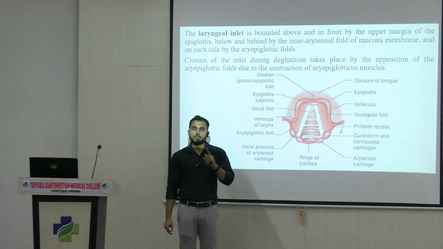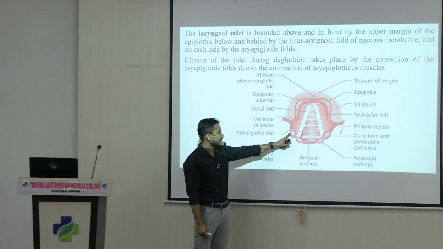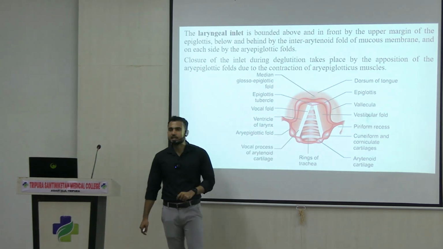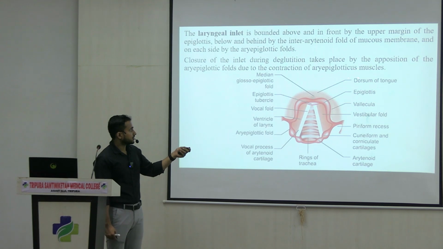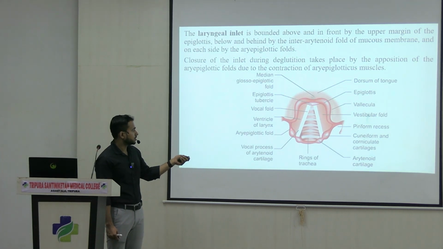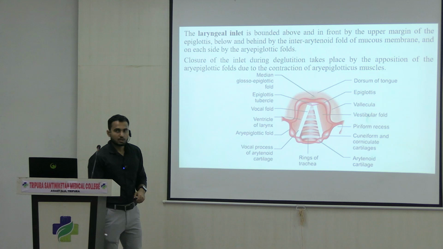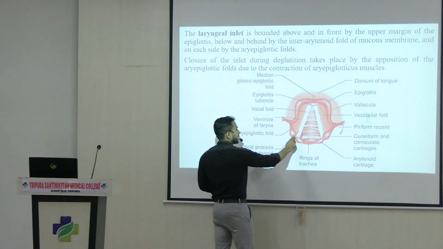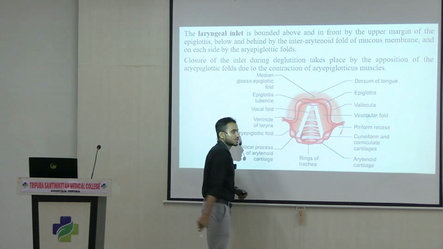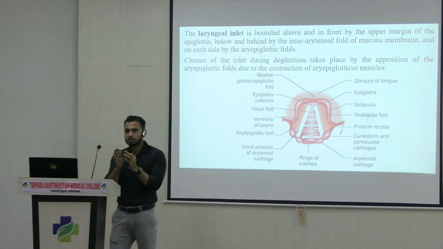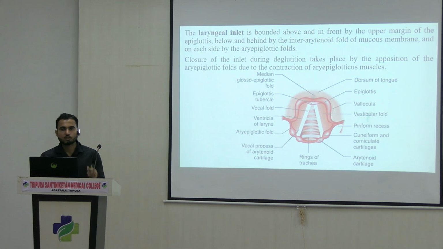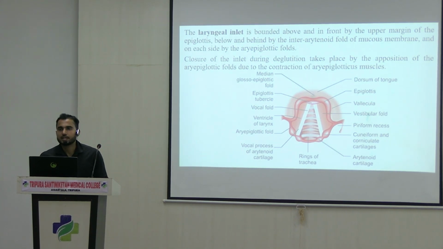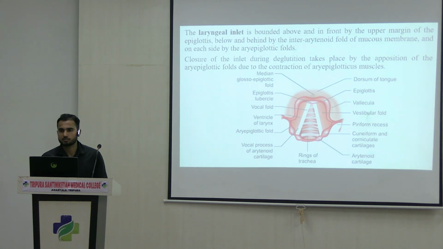Now a very important muscle is present deep to the aryepiglottic fold. It is called aryepiglotticus muscle. See, aryepiglotticus muscle, which is present deep to this aryepiglottic fold. Now it is present over here also, and it is present over here also on both the sides. Now when there is contraction of the aryepiglotticus muscle, what will it do? It will close the laryngeal inlet, and that takes place during the time of swallowing.